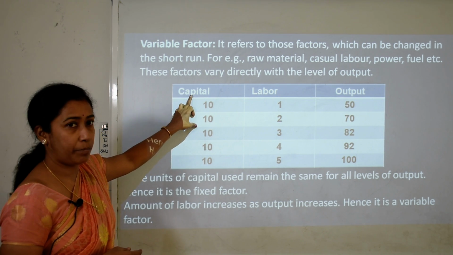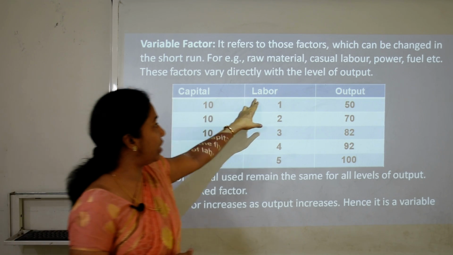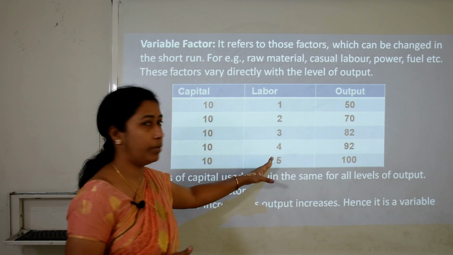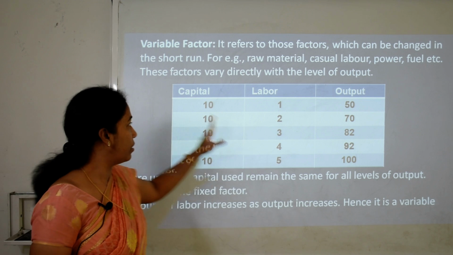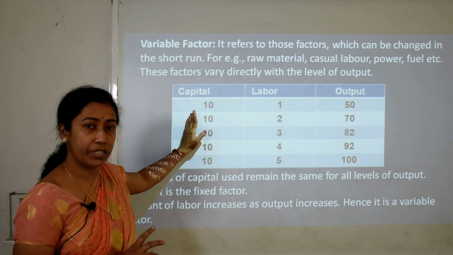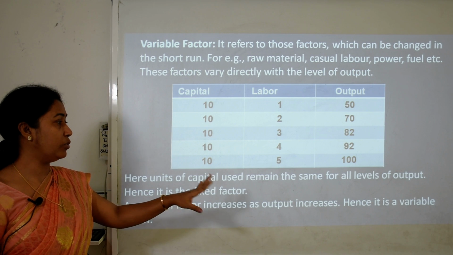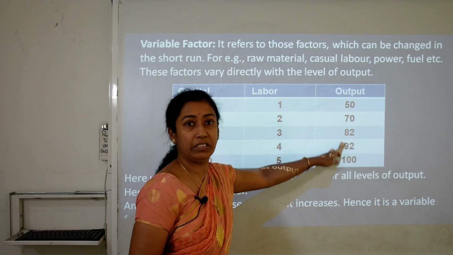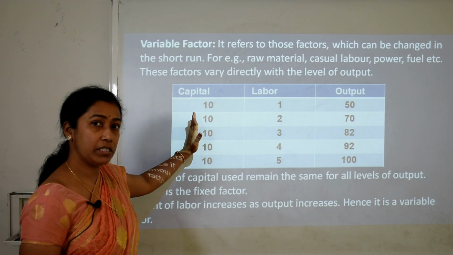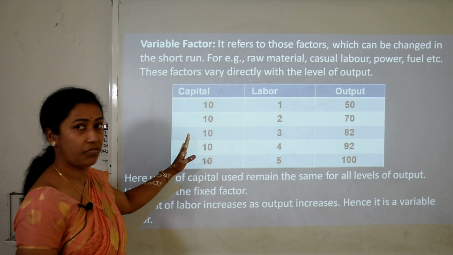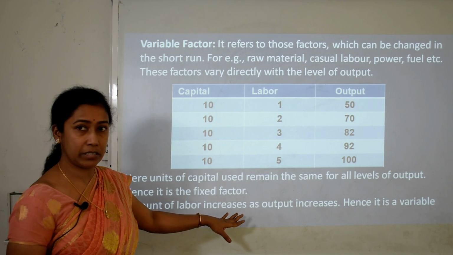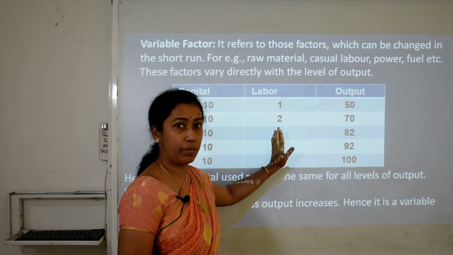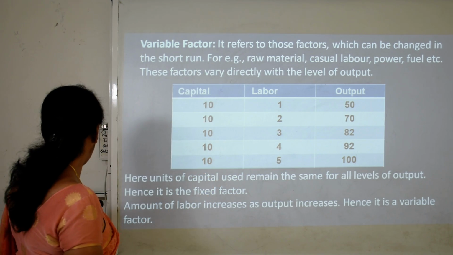Like here you can see capital is the same, whereas labor we are increasing because we need to increase the output. As the output is increasing, the labor, which is a variable factor, is also increasing, but capital, which is a fixed factor, is not changing at all. So here the units of capital used remain the same for all levels of output. Whatever the output, you can see the output is increasing, but capital remains the same because it is a fixed factor, whereas the amount of labor increases. The amount of labor is increased because of the increase in the level of output, because it is a variable factor which will show changes.